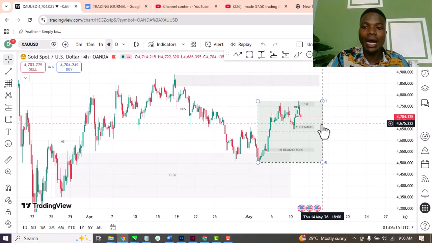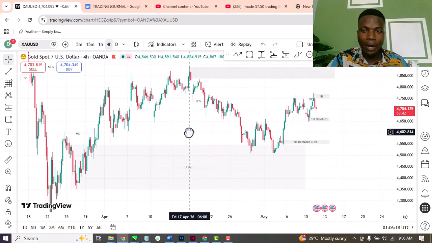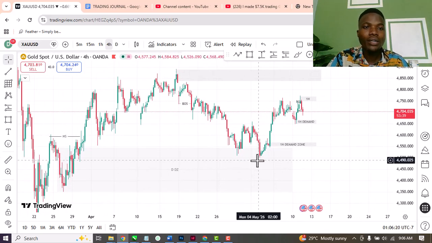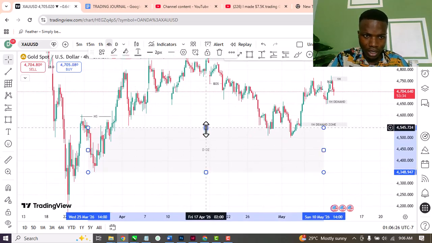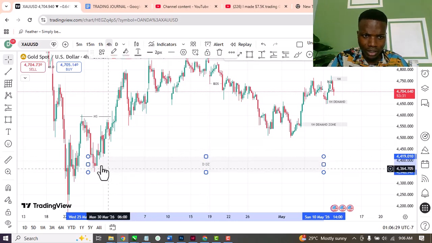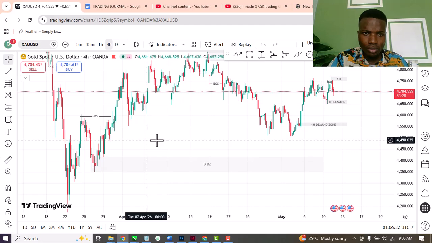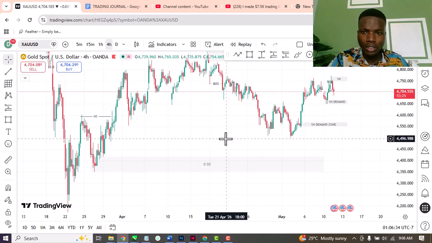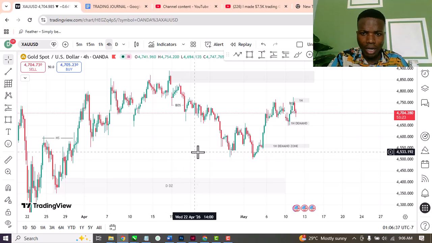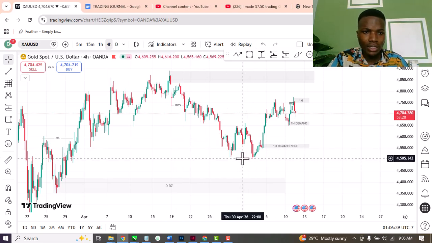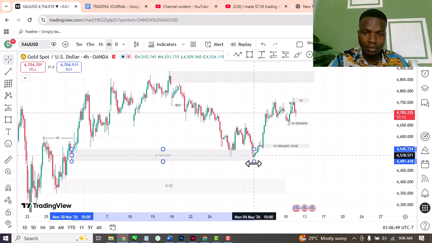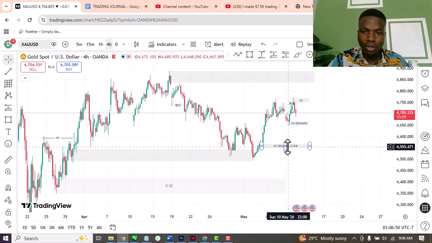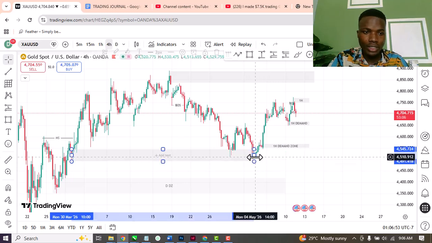All right, so I can see that I have a 4-hour demand zone around here. I niche it down to this zone right here. Since I have a 4-hour supply zone, then I also have this level that price has already tapped into, which is also a 4-hour internal demand zone. So currently price has already tapped into this zone.